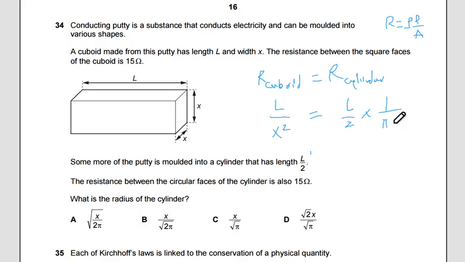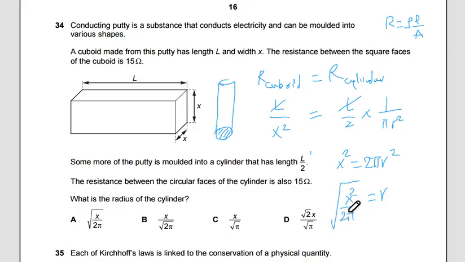pi r squared. Okay, only pi r squared because we treat the cylinder as a wire. Okay, and we know that the cross section is just pi r squared. Okay, we can remove L from both sides. We can make inverse for both sides, and we can rearrange for R, find the roots.